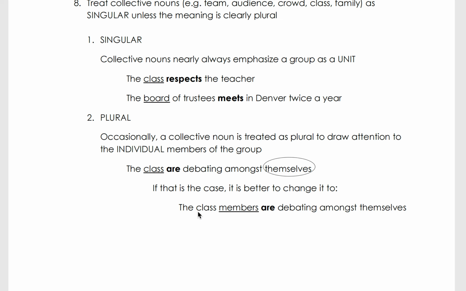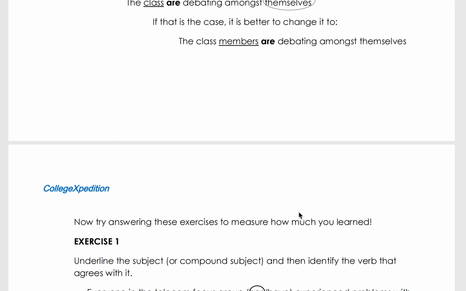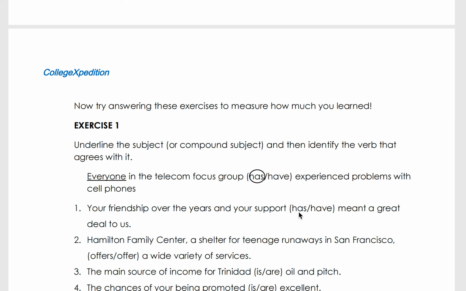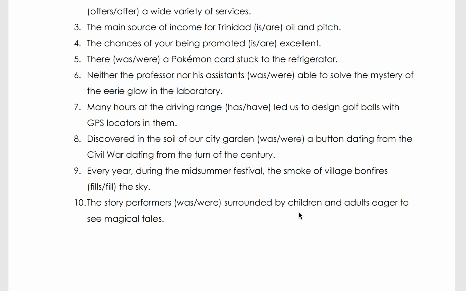And also we can change this context. The class members are debating among themselves. So it is much clearer now. Okay, so those are the things we consider rules. So now we're going to answer exercises number 1 to number 10.